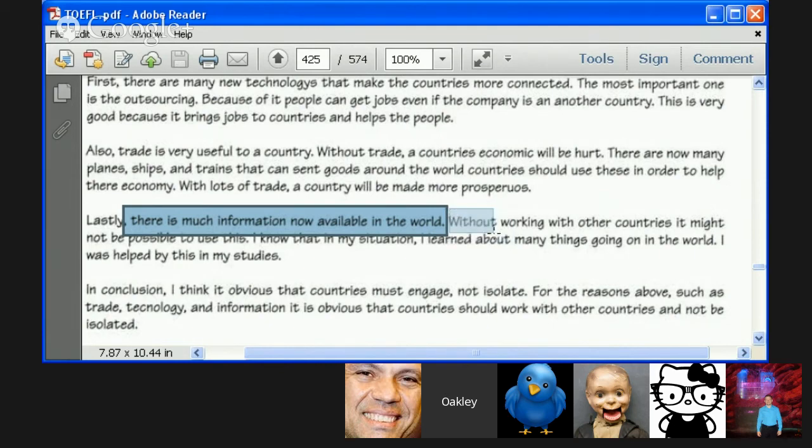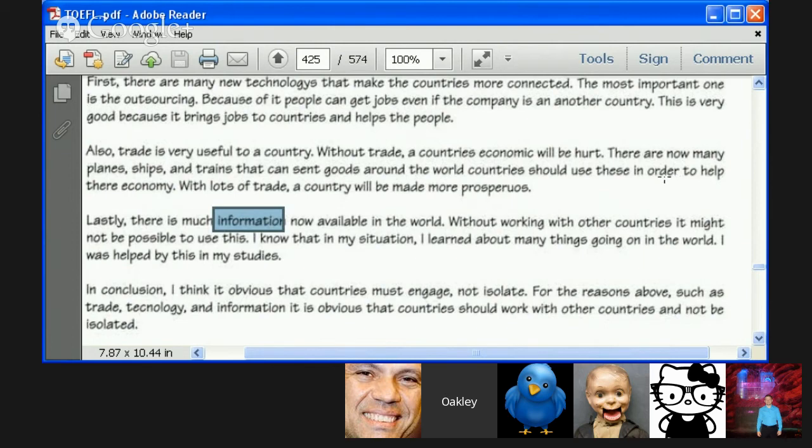Mario. Without working with other countries, comma, it might not be possible to use, I would prefer these. Use this. Or to use this. What is this anyway? Use what? Yeah. What is this? To use this information. Yeah. Okay. It's correct. Yeah, information's uncountable, so we can't say it's uncountable.